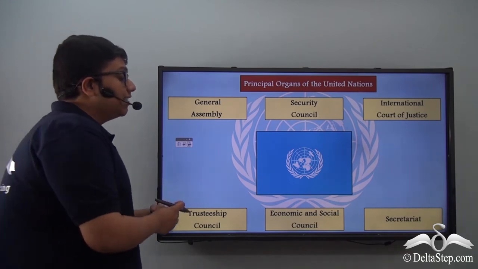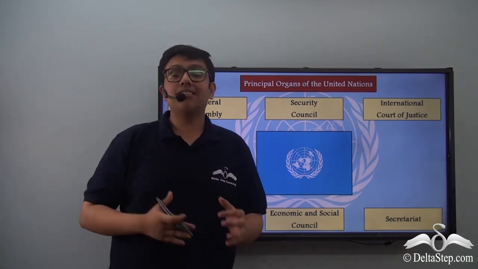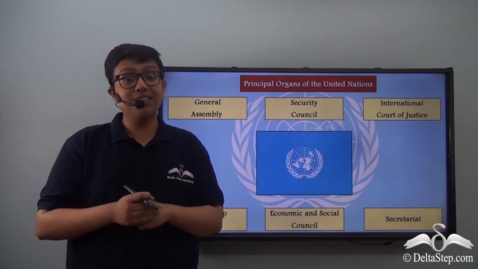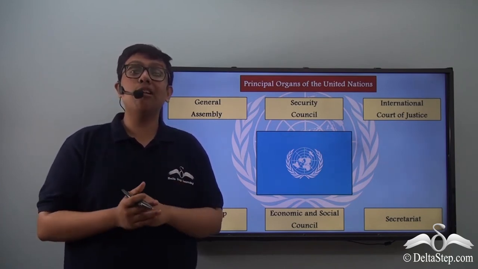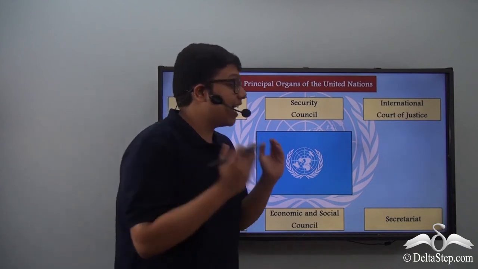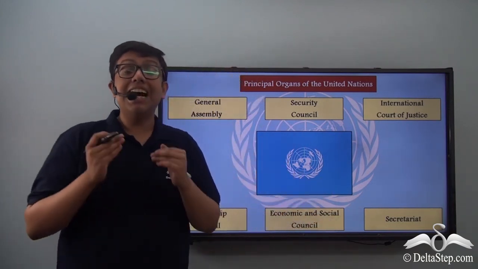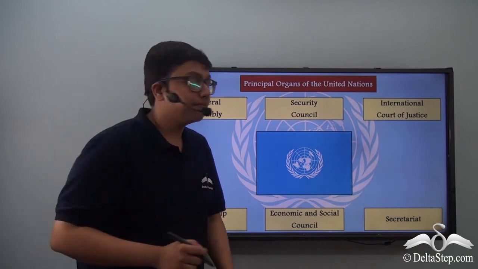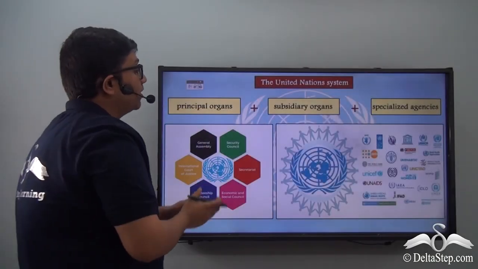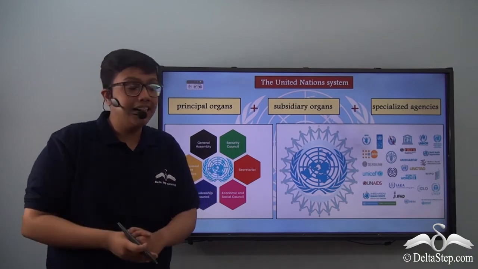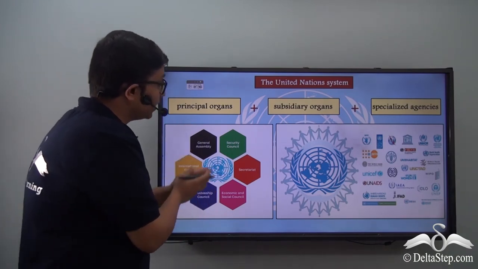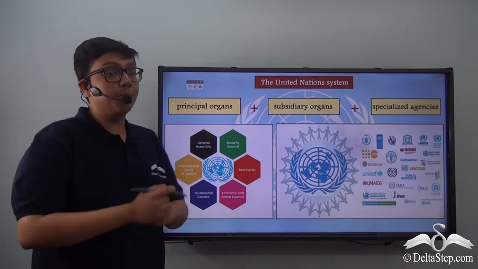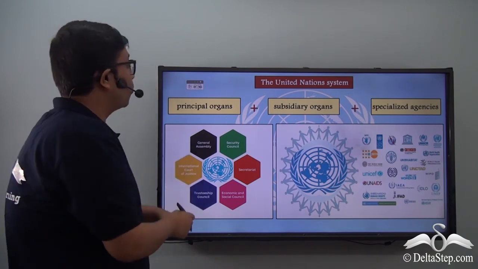Last but not the least, in order to keep this entire system running, there needs to be an administration of sorts. And that is why there exists the spine of the United Nations, the Secretariat, which is the principal administrative organ of the UN, headed by the Secretary General. So thus we saw the 6 principal organs of the UN, namely the General Assembly, the Security Council, the Secretariat, the Economic and Social Council, the Trusteeship Council, and the International Court of Justice.